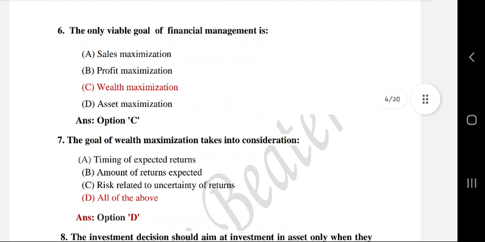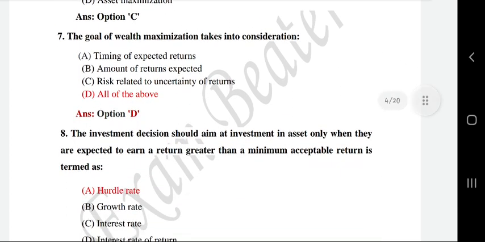Sixth, the only viable goal of financial management is. Option C is the answer, wealth maximization. The goal of wealth maximization takes into consideration. Answer is option D, that means timing of expected returns, amount of returns expected, risk related to uncertainty of returns.